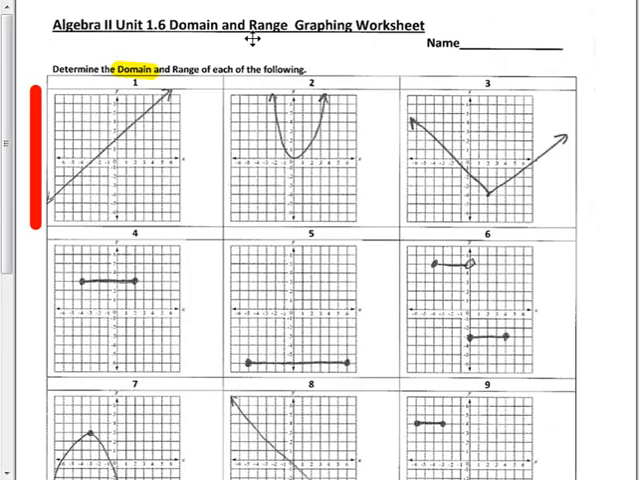Okay, let's take a look at domain and range. We're first going to look at just domain. So when we take a look at this, we're only looking at the x values. Domain means the x values. This is the easiest way for me to explain what happens here.